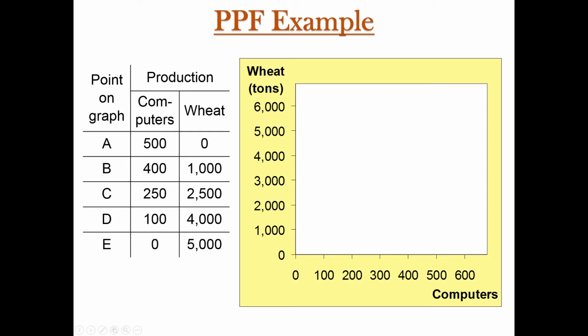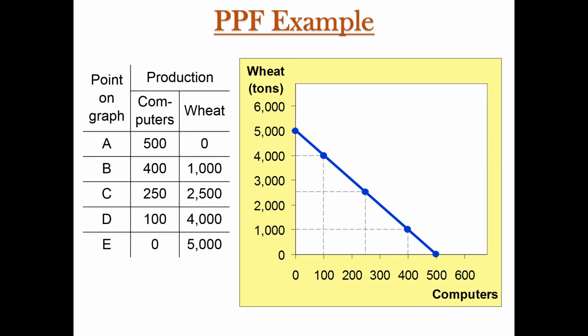So I'm going to plot point A at 500 computers and 0 wheat. I'm going to plot point B at 400 computers and 1,000 units of wheat, and so on and so forth. Now you can see that this appears to make a straight line, right? I'm going to connect the dots, and it looks like a linear line, which means it'll have a constant slope, which we'll get back to in just a second.